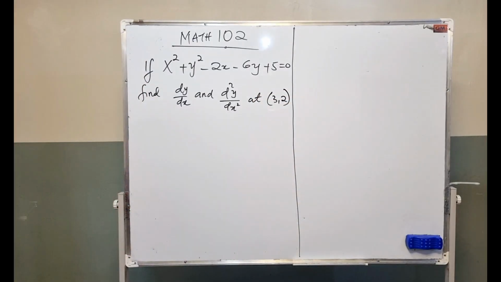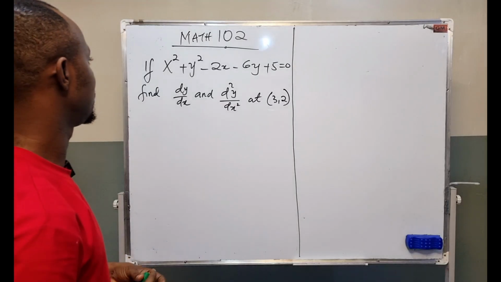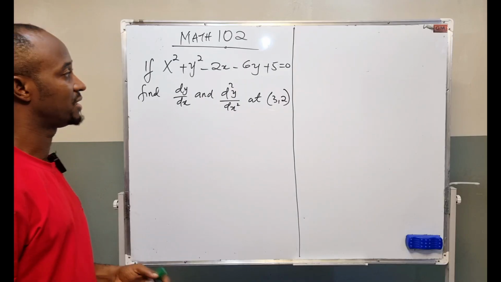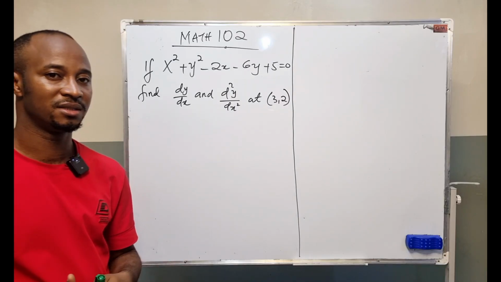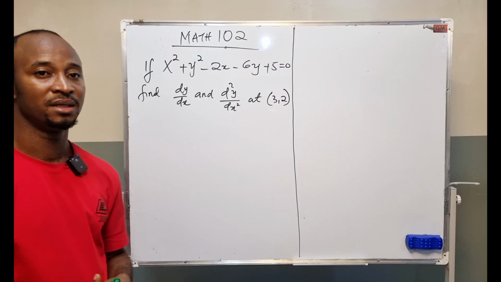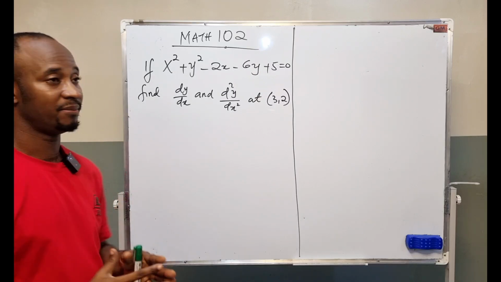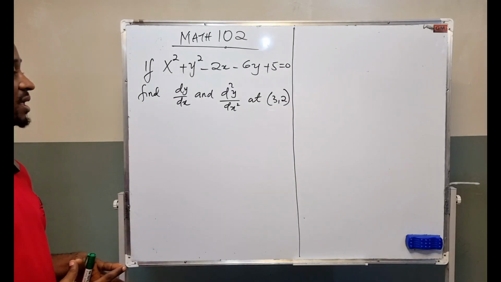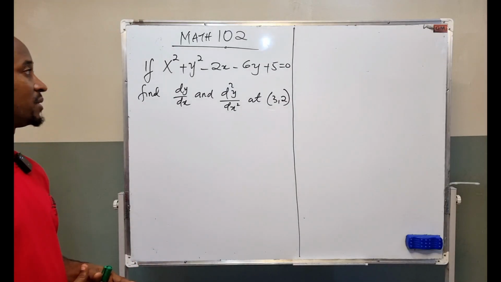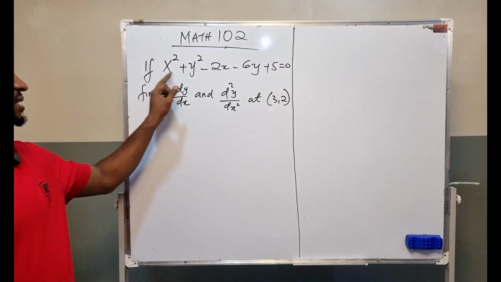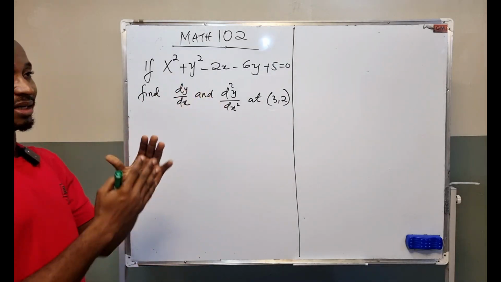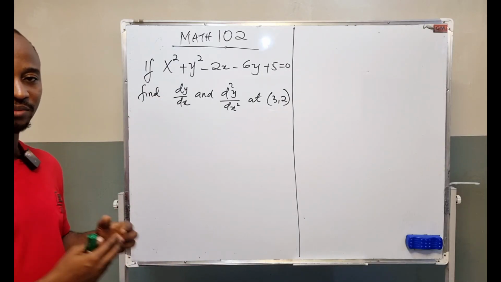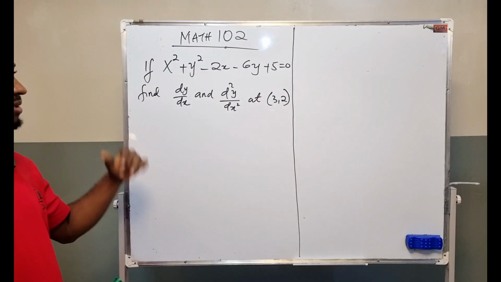Yeah, this is a 2-in-1 question, and this question is simply implicit differentiation. I've already explained what an implicit function is. Any function whereby the dependent and the independent variable, x and y, are clustered together on one side of the function, is called an implicit function.